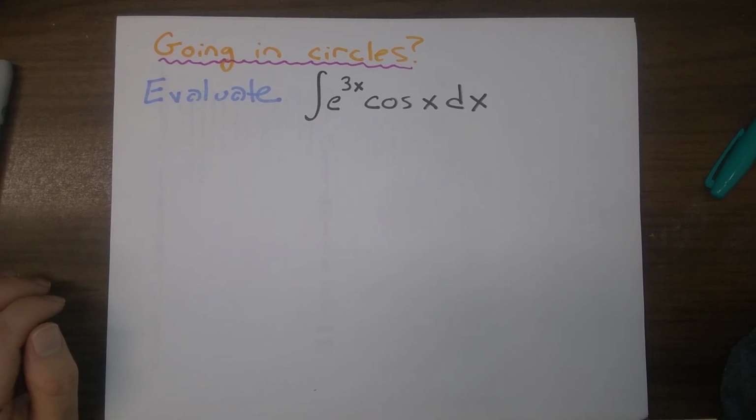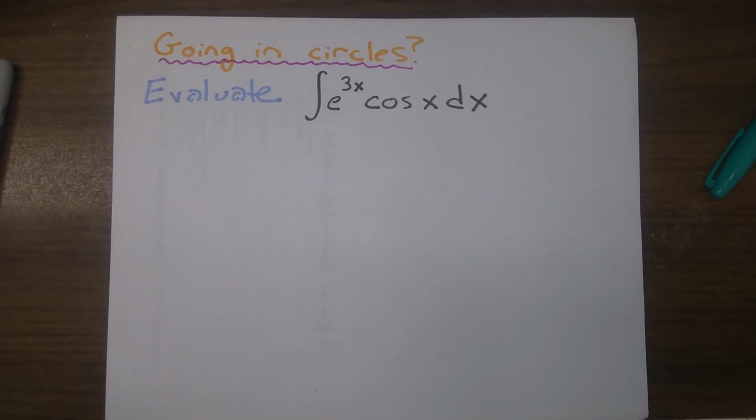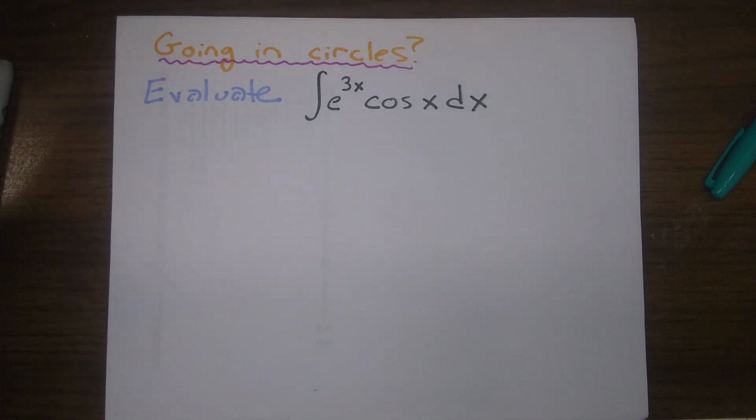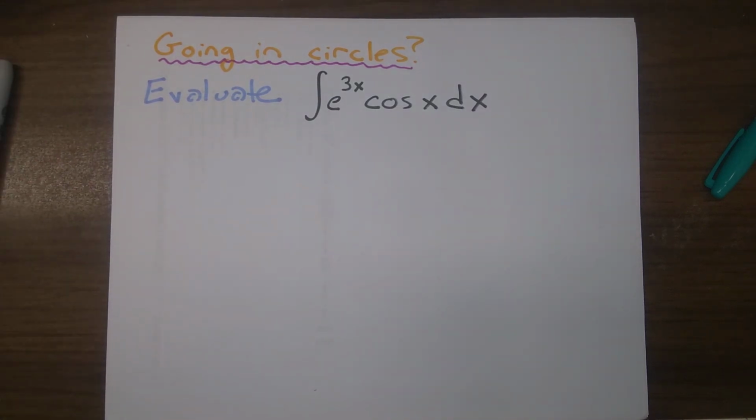There's more nuance that sometimes happens when we do integration by parts. Sometimes it looks like we're just going in circles. Let me do an example of this to illustrate what I mean. So let's say I ask you to evaluate the integral of e to the 3x times cosine x dx.